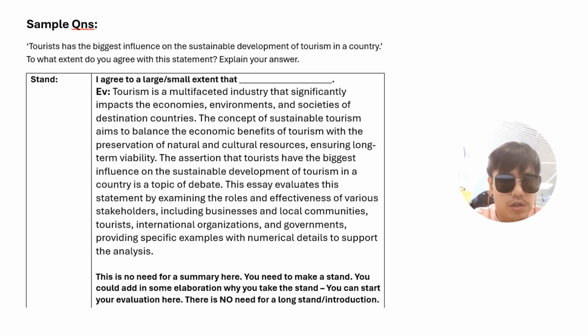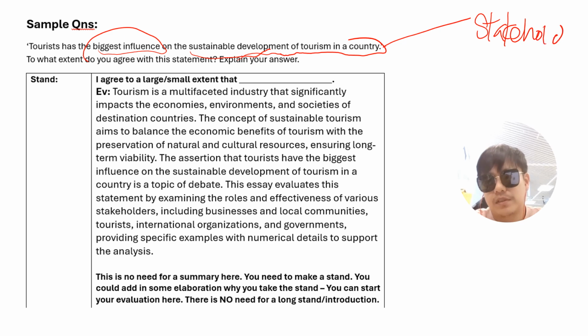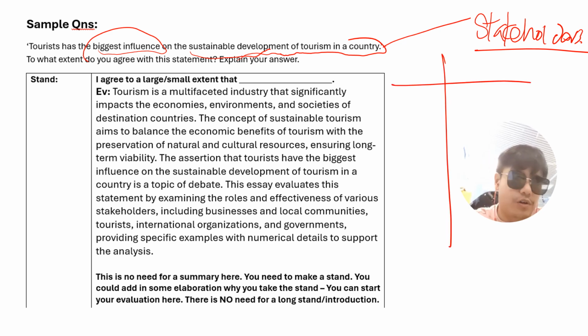All right. So you can see over here the question is: tourists has the biggest influence on the sustainable development of tourism in a country. This is a very typical question that is on stakeholders. So, to what extent do you agree? Explain your answer. So, same thing. Just draw your cross. Where is your yes? Where is your no? Before that, write your stand. Okay, let's go through the stand now.